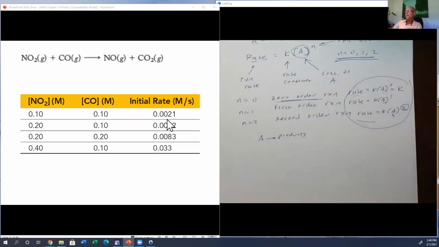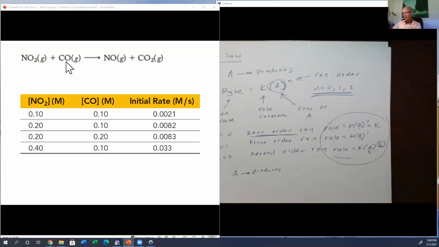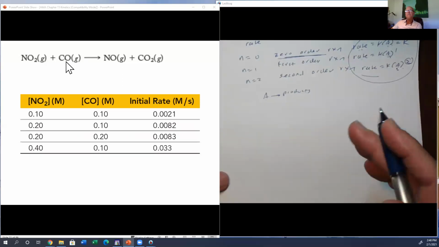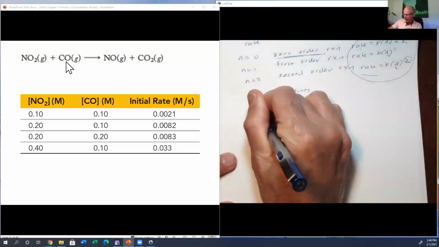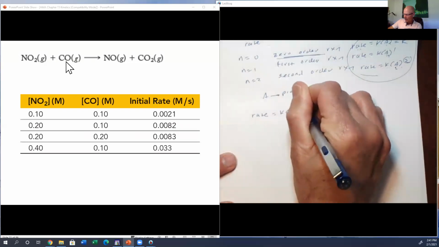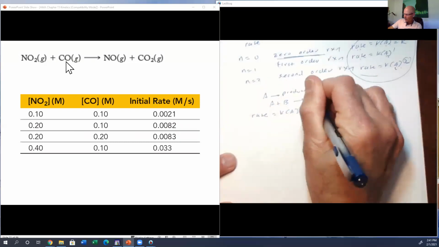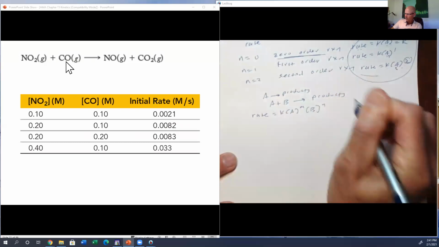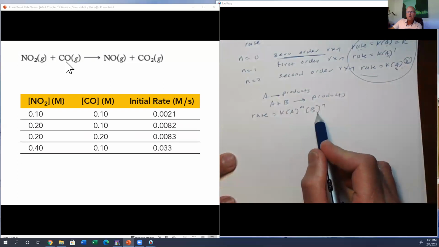All right, very good. So let's apply this to a real reaction here. So this reaction has 2 reactants, NO2 and CO. And now if you have more than one reactant, you can have some order with respect to each reactant, right? So for more than one reactant, we'd write rate is equal to k[A]^m[B]^n for a reaction A plus B goes to products, right? So we have the order with respect to A and the order with respect to B, all right?